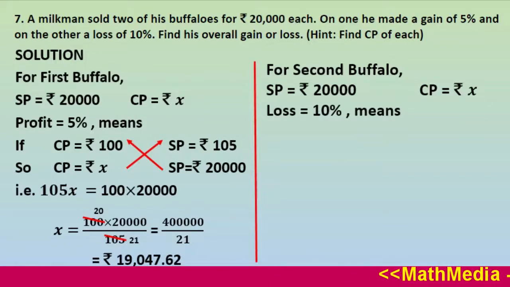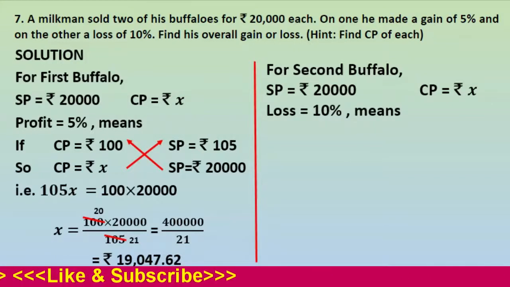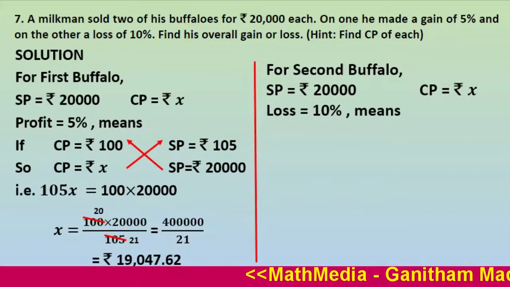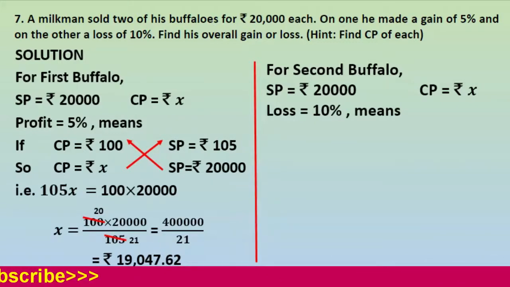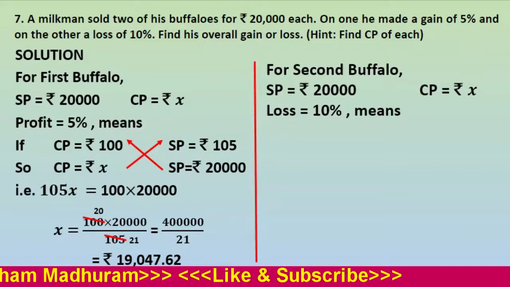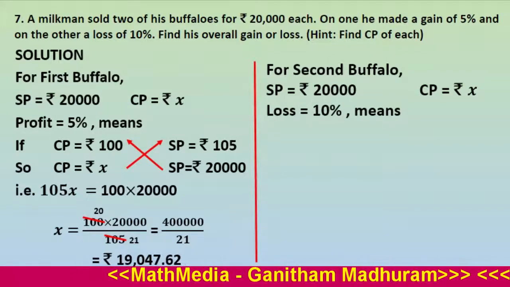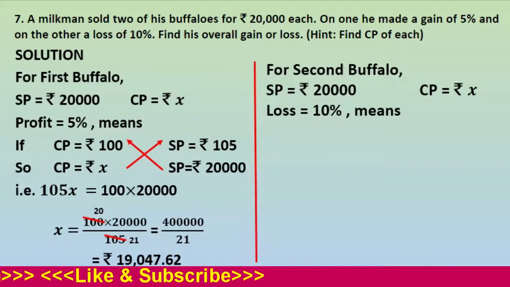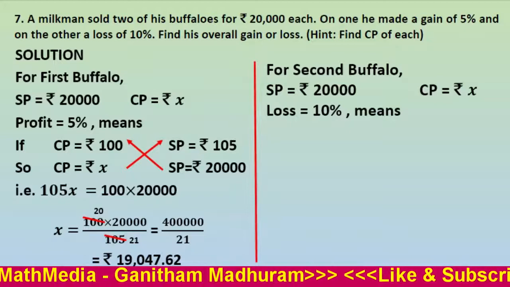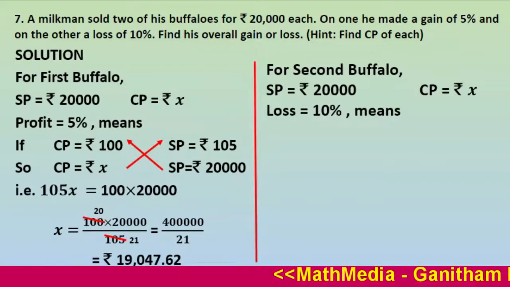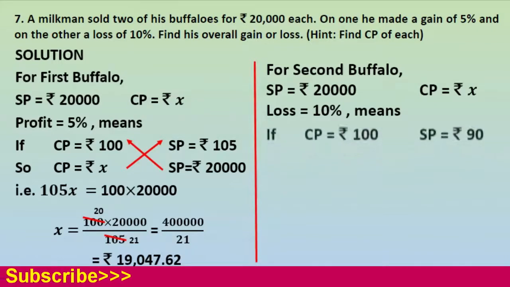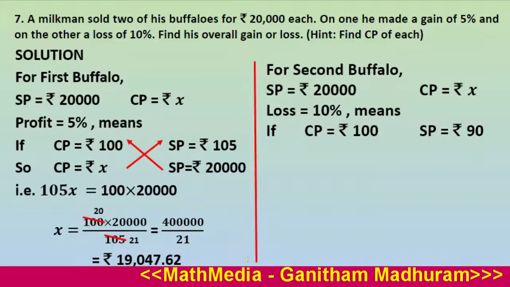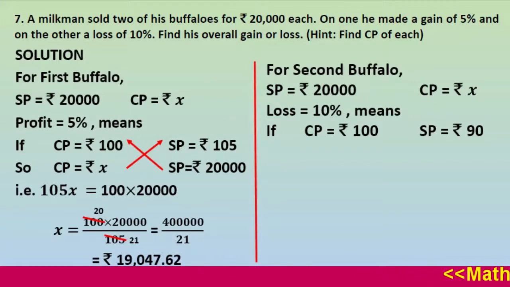So loss 10% means what? If we bought an object for 100 rupees, while selling we got 10 rupees loss. Then what will be the selling price? 90 rupees. Is it clear? That is, if we buy an object for 200 rupees, we have a loss of 20 rupees, like that. Is it clear? So here loss 10% means if our CP equal to, we are taking here standard, rupees 100, SP equal to rupees 90.